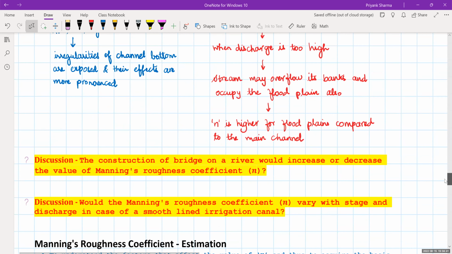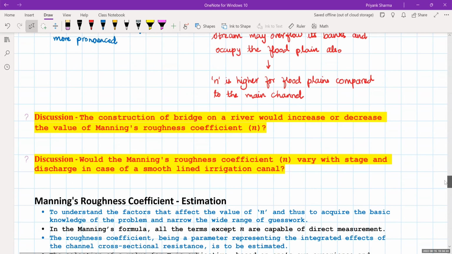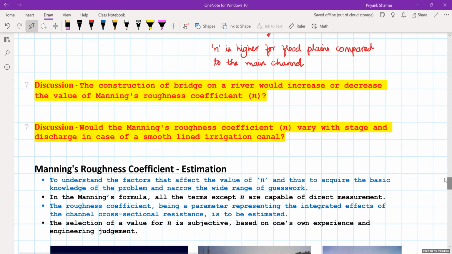So that brings us to another set of questions. Let us say due to construction of a bridge in a river, would that increase or decrease the value of Manning's n as compared to the earlier condition? That is one more question. And the next one is, would the Manning's n vary with stage and discharge in case of a smooth lined irrigation canal? So there is a natural channel and there is a smooth lined canal, that is a prismatic canal. In that case, whether the stage and discharge would affect the Manning's n is another question which you have to resolve.